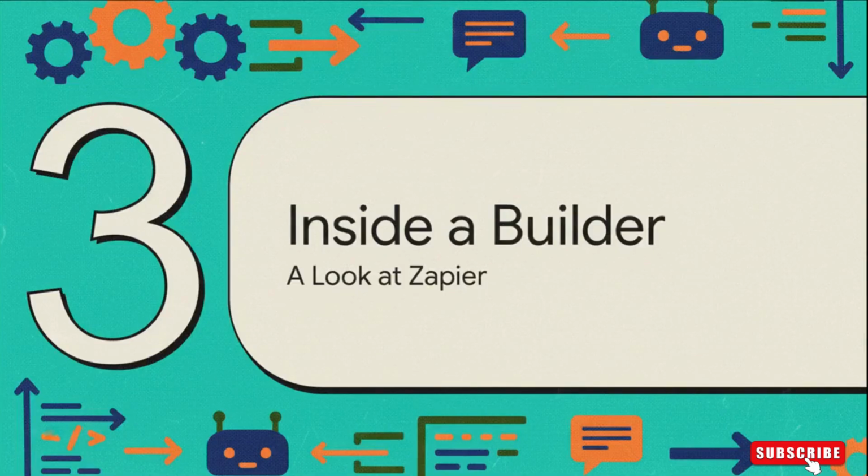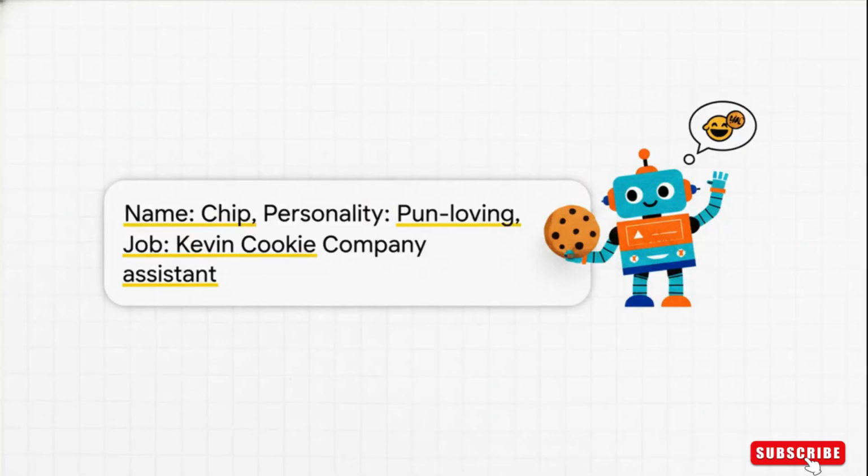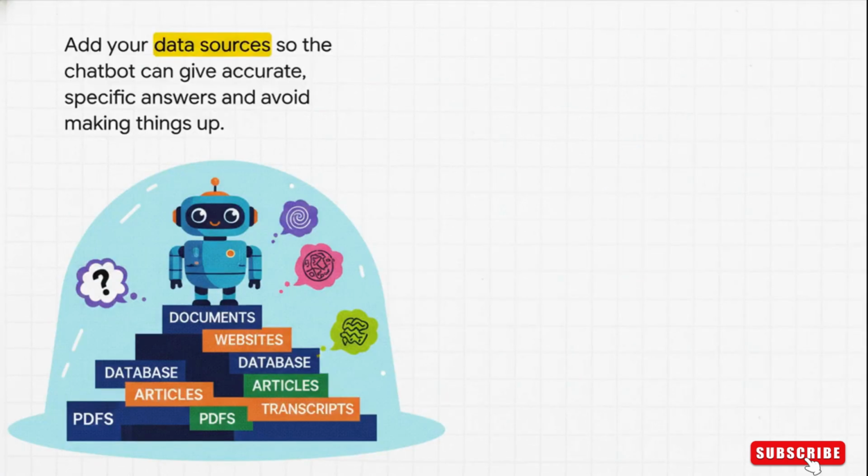Okay, theory is great, but let's see what this actually looks like. To make it real, we're going to peek inside a really popular tool called Zapier. It's super beginner-friendly, which makes it the perfect example for us to walk through. When you first open up Zapier to build a bot, the very first screen you'll see is for instructions. This is where you give the bot its personality. You just write something simple, like, "You are Chip, the friendly and helpful support assistant for the Kevin Cookie Company. You love cheesy puns."